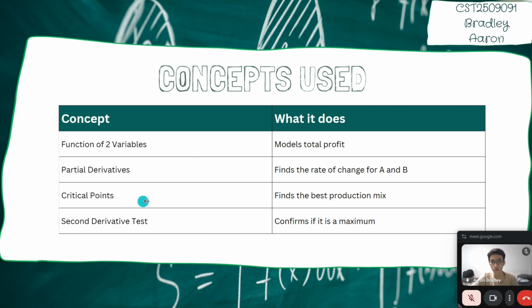The next one is critical points. This is used to find the best production mix. And then we'll use the second derivative test. We use the second derivative test to confirm that the answer that we found is indeed a maximum value. So knowing all of the concepts that we will use, I'll pass this to my friend Madhyar.